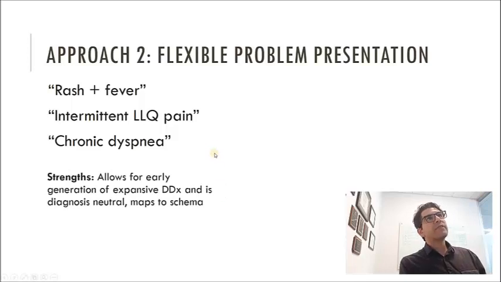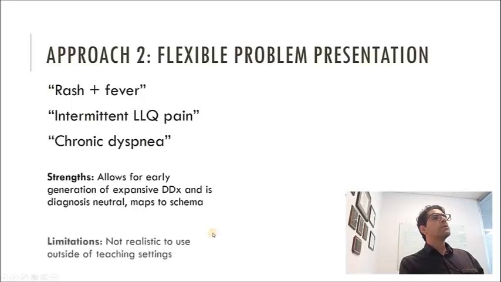So I think the strength to this flexible problem representation is that it prevents premature closure. In fact, it allows for early generation of an expansive differential diagnosis, and it's very diagnosis neutral. As we'll see in a couple talks later, it also maps to schema, which is another nice way to start to think about solving problems. Of course, one of the problems with this is it's not realistic to use outside of teaching settings, unless you're trying to teach learners how to generate a differential diagnosis from a chief complaint alone.